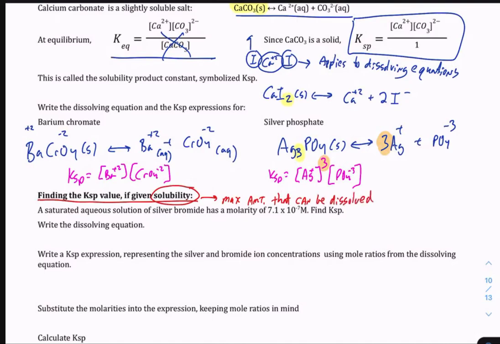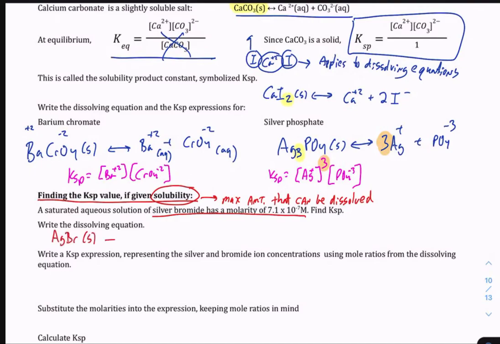All right, that's the maximum concentration that can be dissolved. So here they are telling us we have a solution of silver bromide, and they're telling us the molarity. That molarity is the solubility. So these problems that I'm showing you today always start with the same 2 steps. Write an equation, write an expression. And that's what we're going to do.